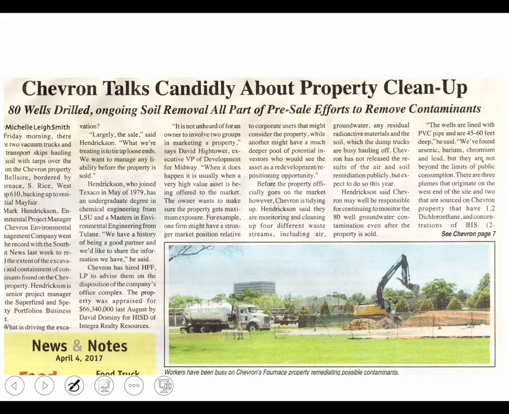Chevron talks about property cleanup. They're drilling 80 monitor wells, and they are removing the soil of their property, their research lab on Fornace, just outside the Loop in Bellaire, before they can sell it. And there's all sorts of contaminants there, including radioactive contaminants because of well testing.